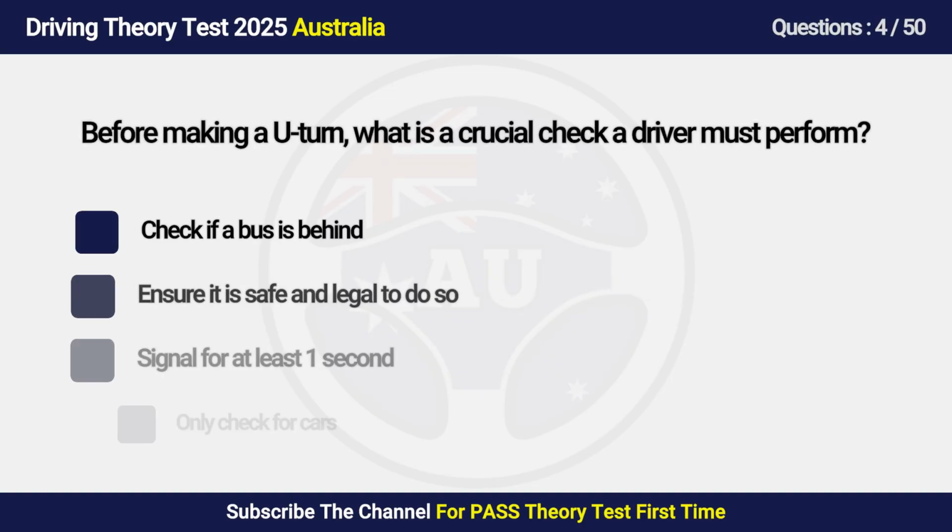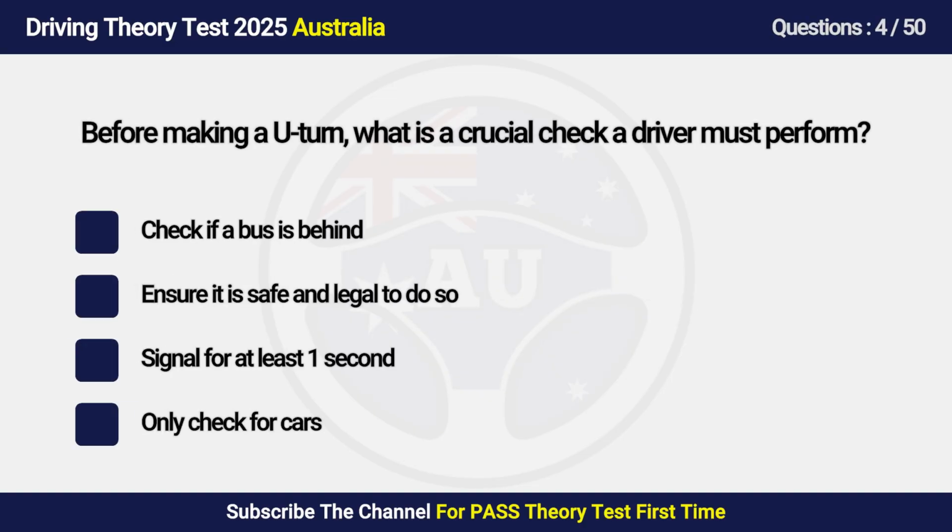Question 4. Before making a U-turn, what is a crucial check a driver must perform? A. Check if a bus is behind. B. Ensure it is safe and legal to do so. C. Signal for at least 1 second. D. Only check for cars.